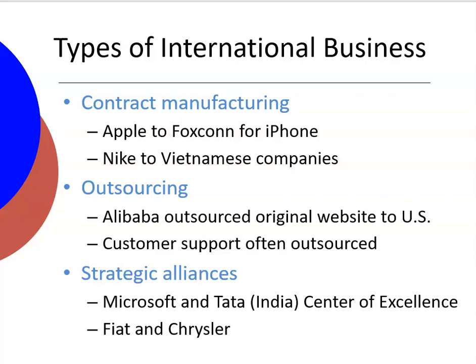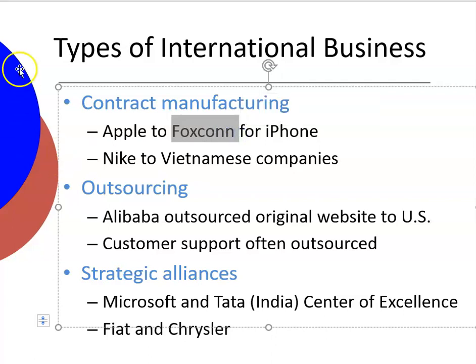How could you do international business? Well, you can just contract your manufacturing. This is what Apple does. Apple doesn't make any of their products. All their products are made by a company called Foxconn in China, which is why during the pandemic it was such a big problem. Apple couldn't get any products. Foxconn had completely shut down. Nike manufactures its products in Vietnam, primarily.